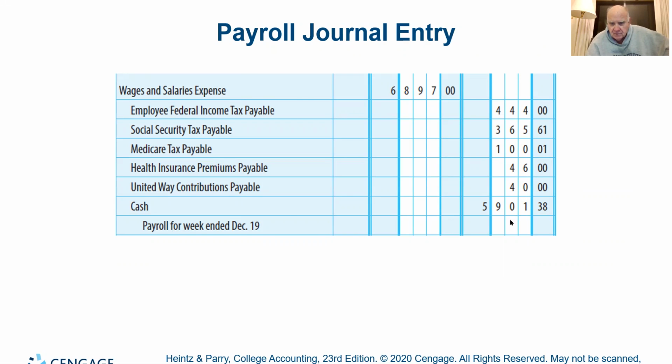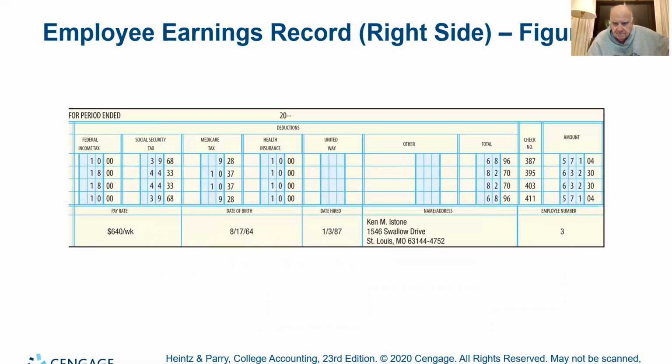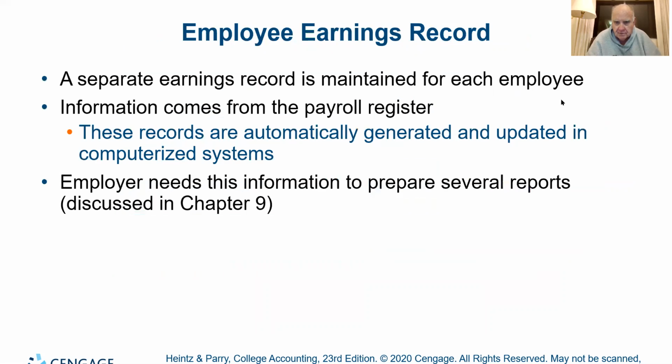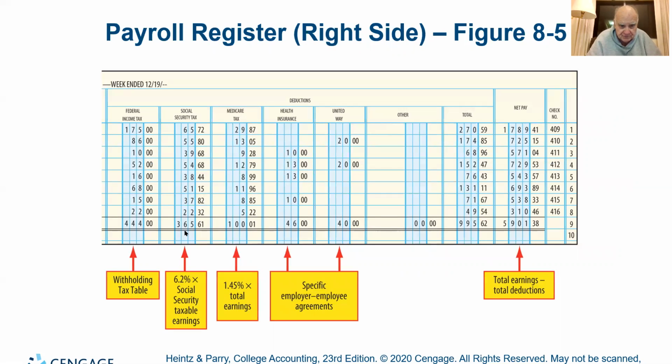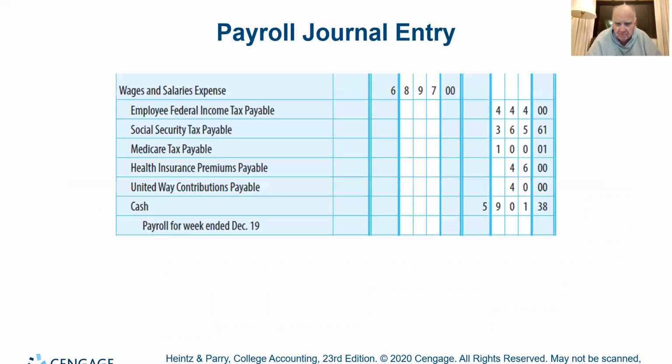590138 is the credit to cash. Where did that come from? It came right from here. Total earnings minus deductions. So that's a credit. Here are your other credits. Credit, withholding Social Security. Credit, withholding Medicare. Credit, withholding health insurance. Credit, United Way. So here we are. It came right from that register we just looked at, 444-365-101, 4640, okay? That's where these numbers came from. And now you subtract those deductions from the gross, you get the current, huh? So you debit the gross pay, you credit all the deductions, and you credit cash.